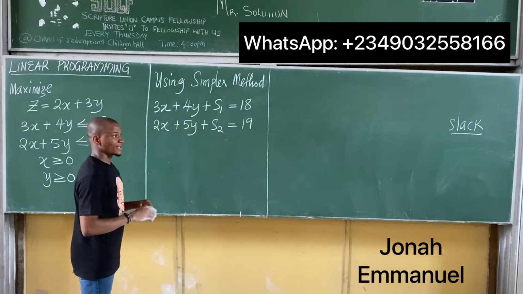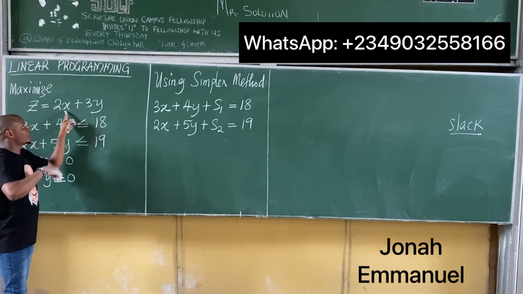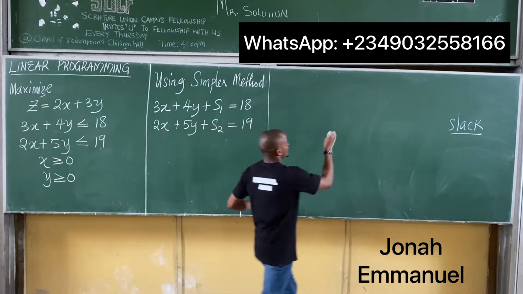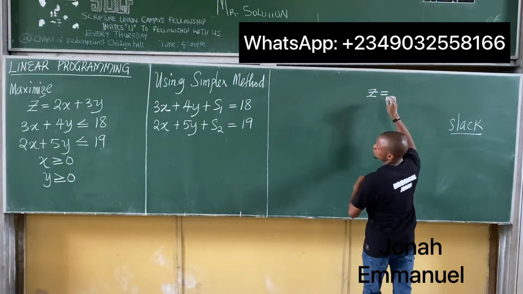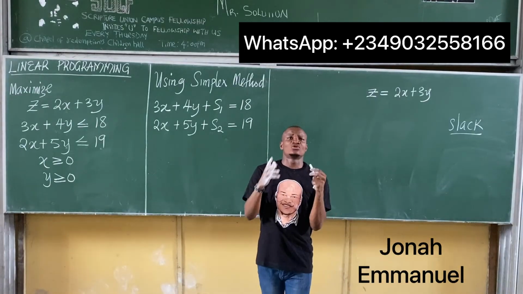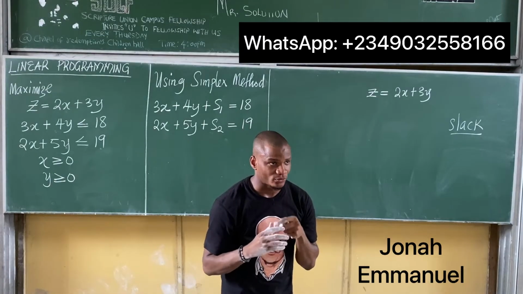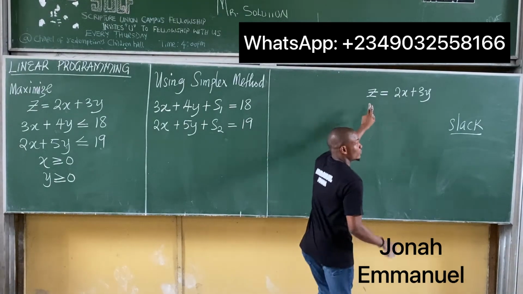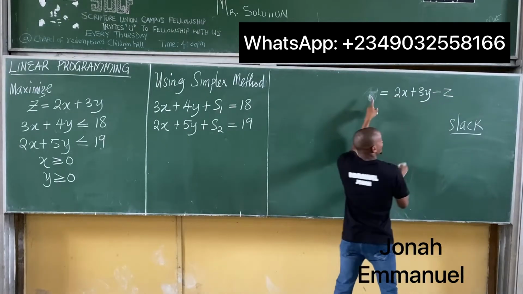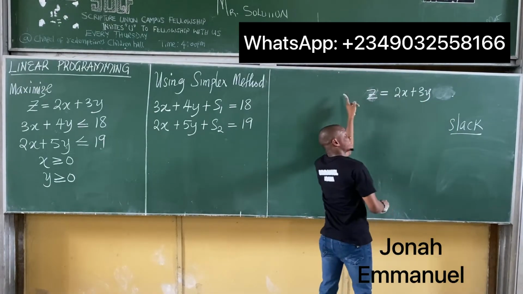My next task is this. Listen. For the objective function, you don't add a slack variable. What do you do? I have z equal to 2x plus 3y. Your next task is to equate the objective function to 0. To make this 0, either I move z from here to this point, that's minus z, so here will be 0, or you leave z here and move these two instead.